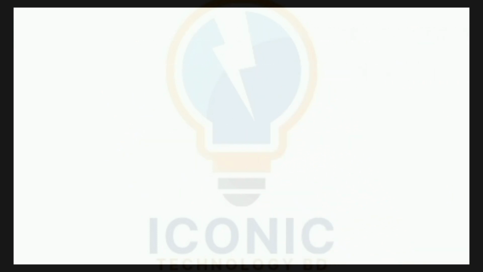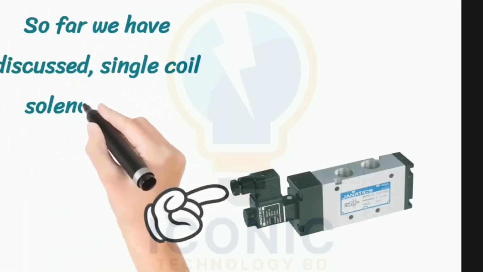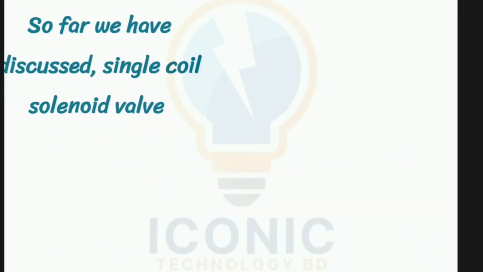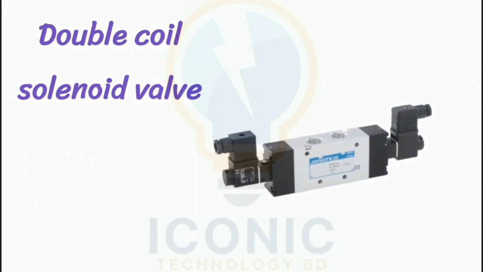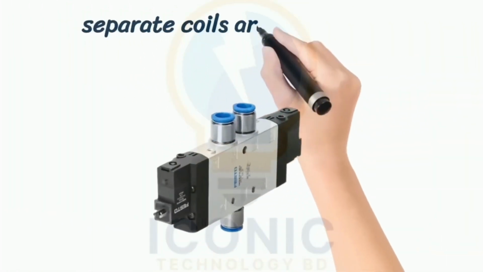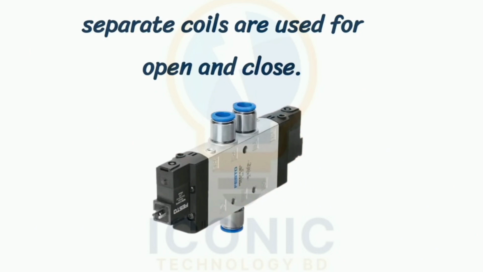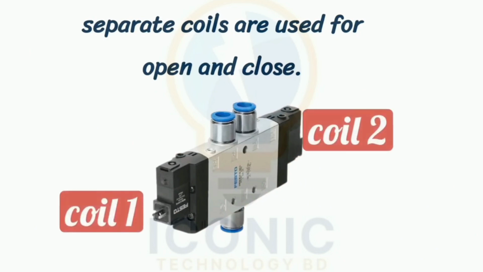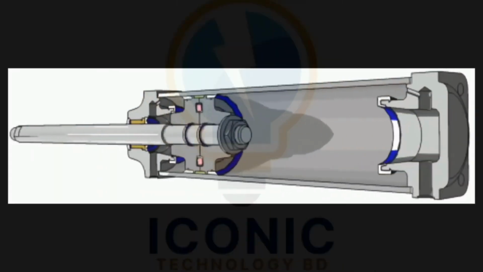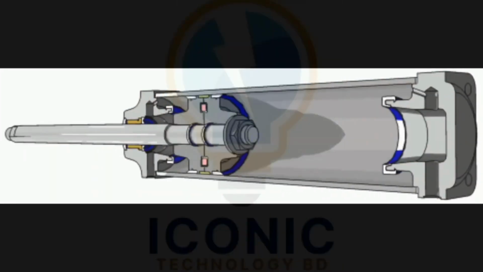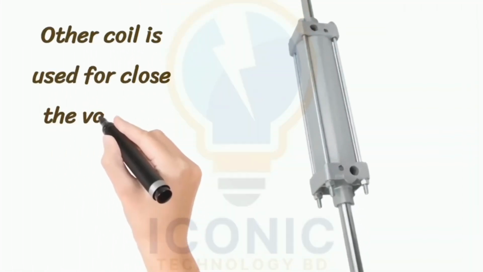Friends, till now we had discussed single coil solenoid valve or single coil SOV. Friends, now let us understand double coil solenoid valve. In this solenoid valve, to open or close the valve or the pneumatic cylinder, separate coils are used. One coil is used to open a pneumatic cylinder or valve, and the second coil is used to close the pneumatic cylinder or valve.